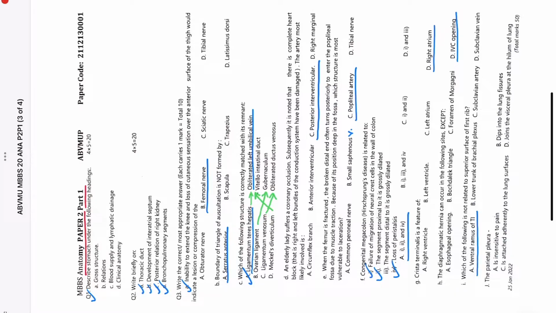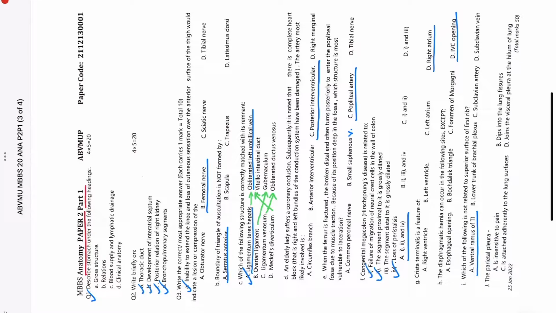Next question is 3J, the last one. The parietal pleura is insensitive to pain, dips into the lung fissures, is attached adherently to the lung surface, joins the visceral pleura at the hilum of the lung. So the parietal pleura is derived from the somatopleuric layer of the intraembryonic mesoderm. So it is pain sensitive and is innervated by the intercostal nerves, and it does not dip into the lung fissures, and it is not adherently attached to the lung surface.